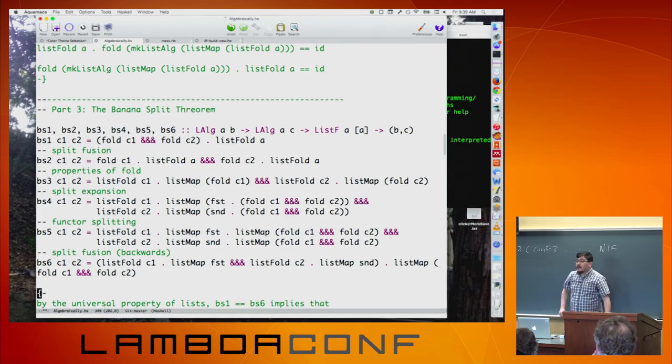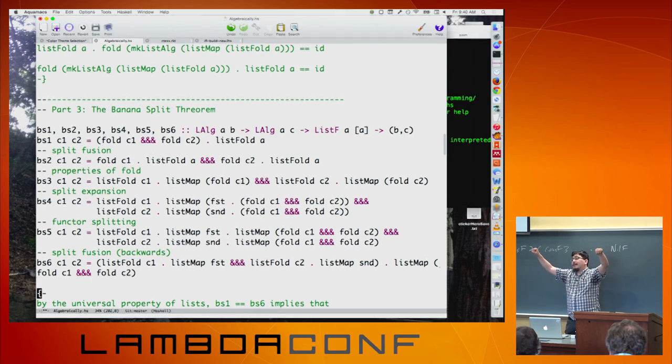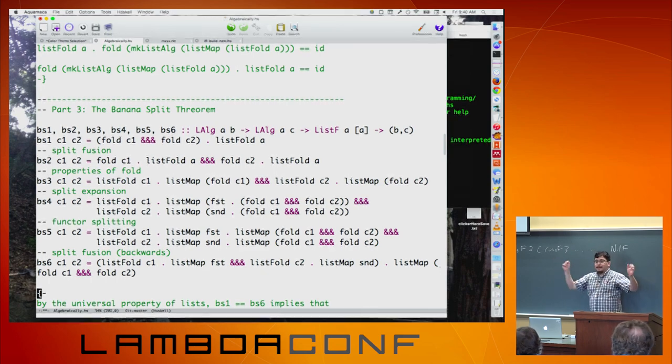So now we're actually going to get to another non-trivial theorem. In the case of list, it's very obvious, and many of us have done this accidentally in the past, certainly without as much to do as we're going to go through here. The banana split theorem is a generalization of the statement that if I have two folds that produce a pair of results, they may always be written as a single fold. And the famous example of this is, if I want to take the mean of a list, I have to have one fold to take the sum and another fold to take the length, and I take the sum over the length. But I can write that, in fact, in one pass.